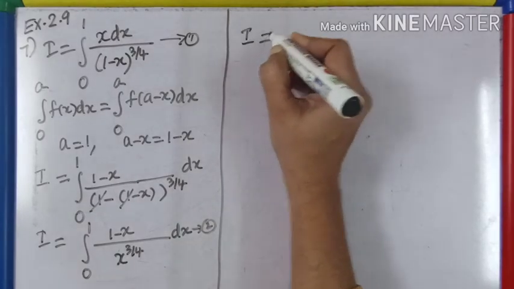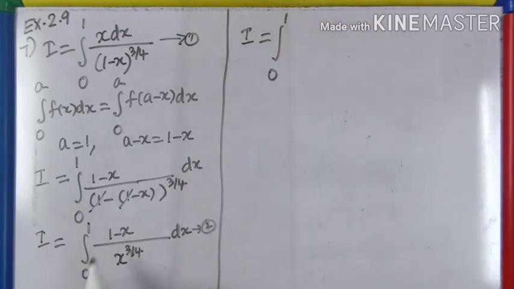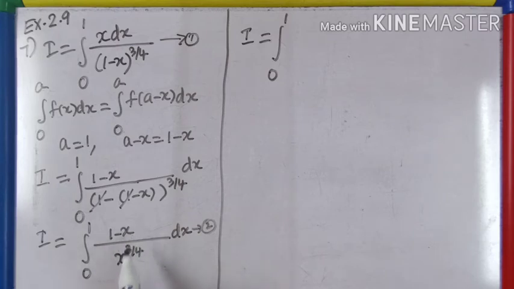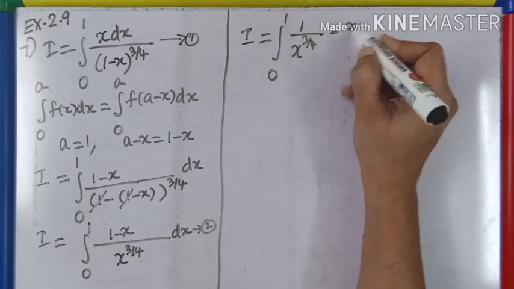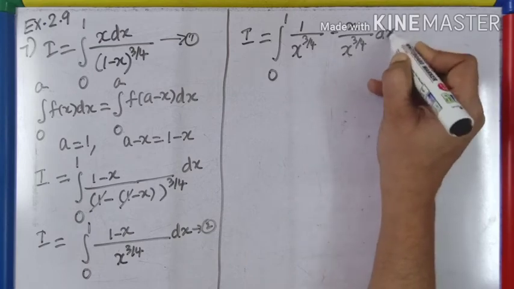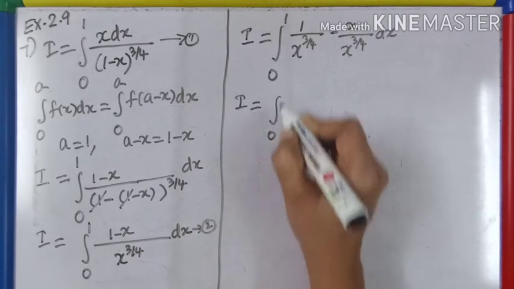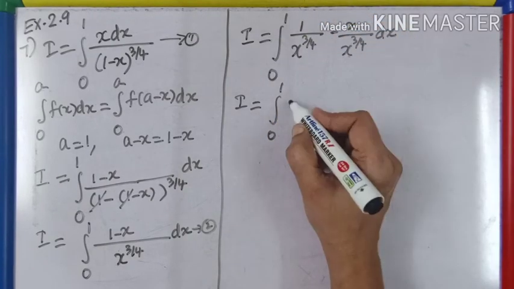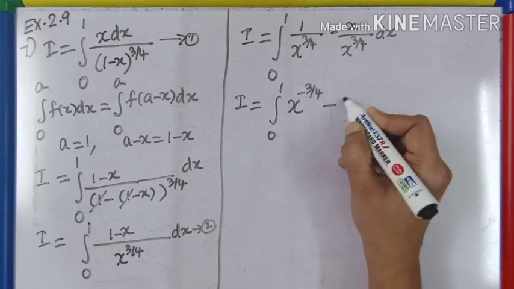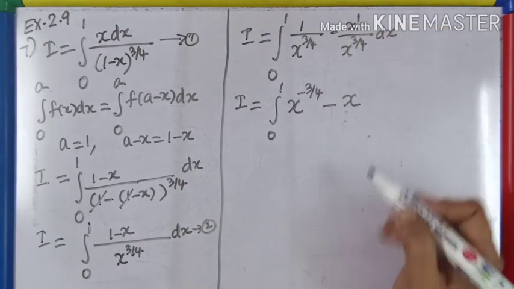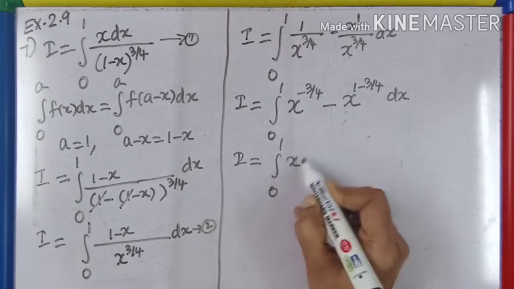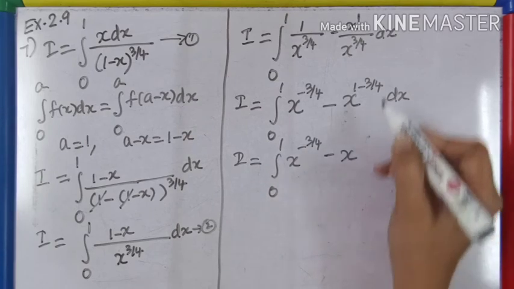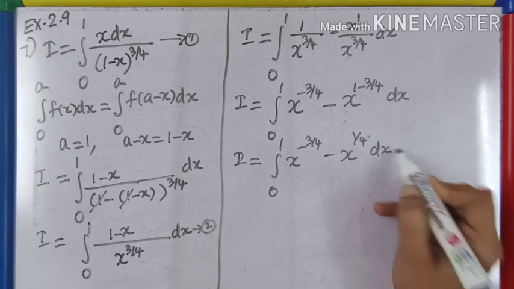So I equals integral 0 to 1, I will split it. Numerator first term by denominator minus second term by denominator. So it is 1 by x power 3 by 4 minus x by x power 3 by 4. Simplifying further, 0 to 1. Denominator power, if I take it to the numerator, it is minus. Numerator, no power means it is 1. So 1 minus 3 by 4. Again simplify this, 0 to 1. x power minus 3 by 4, x power 4 minus 3, 1 by 4 dx.